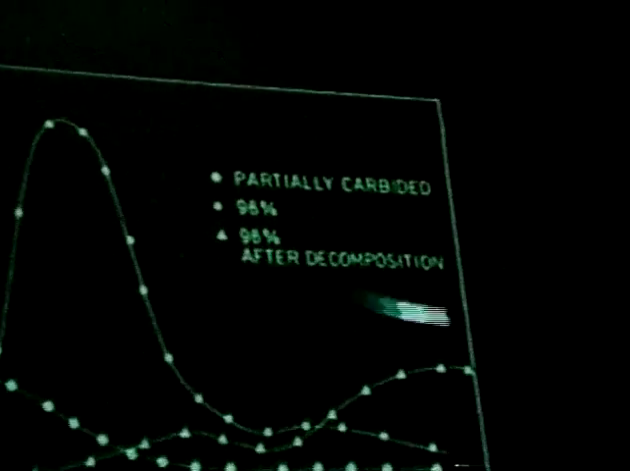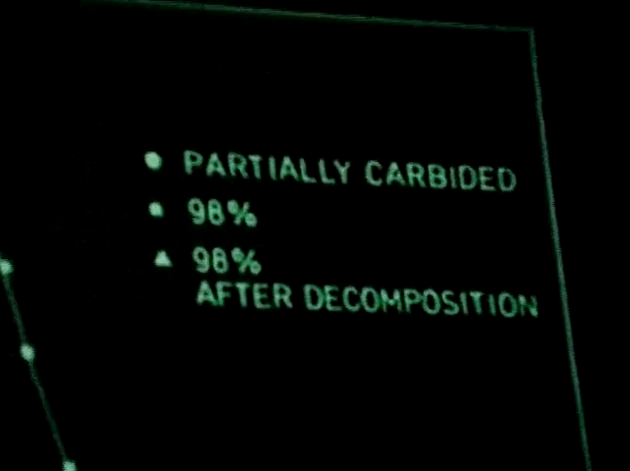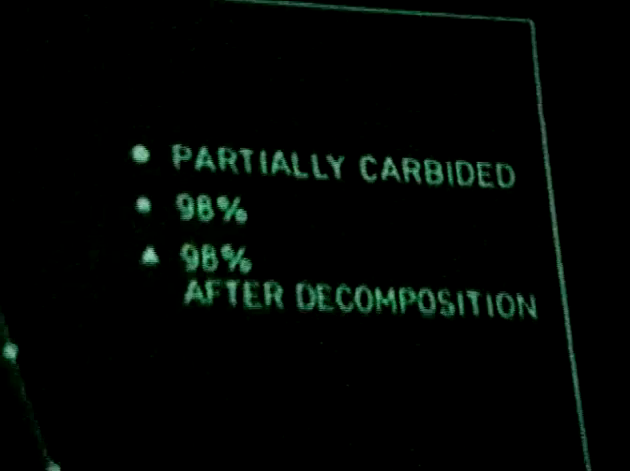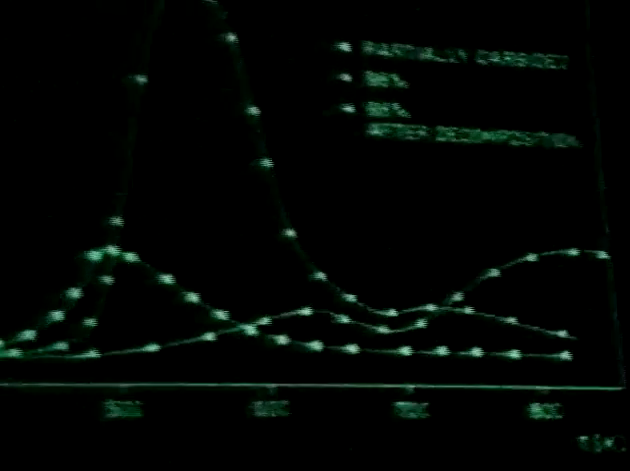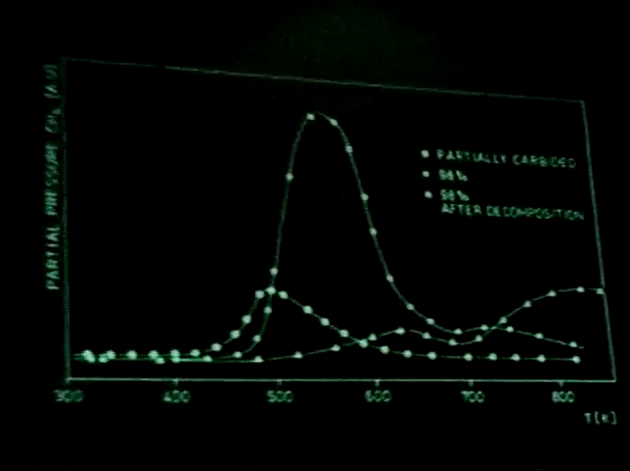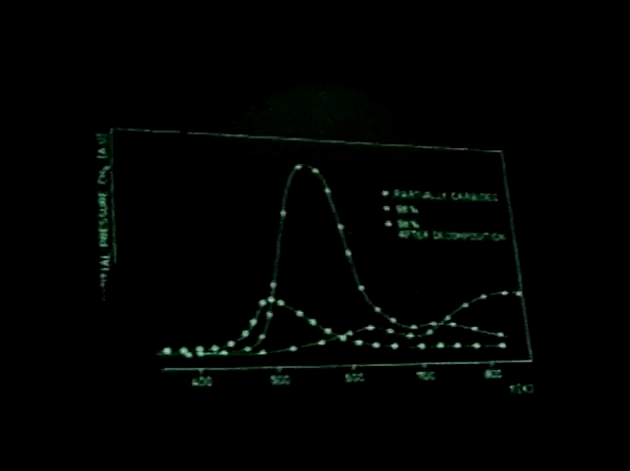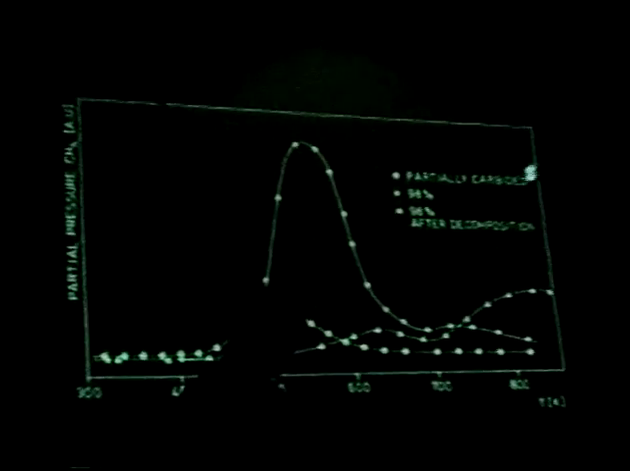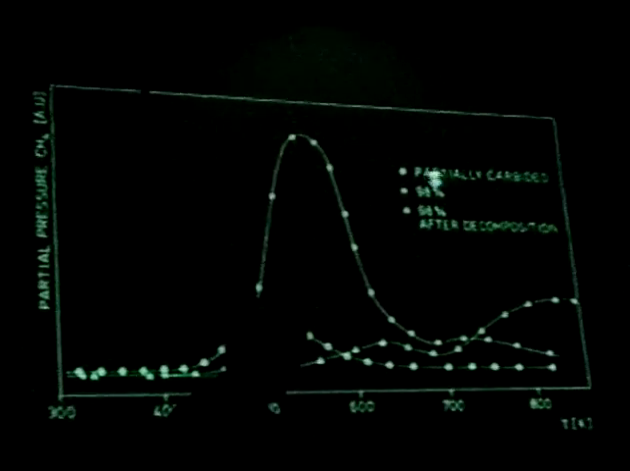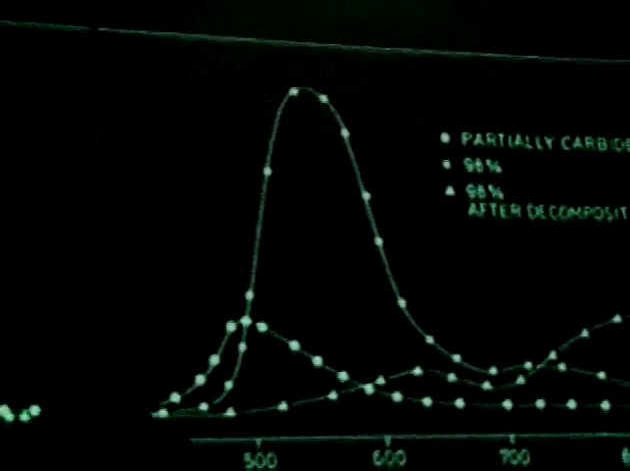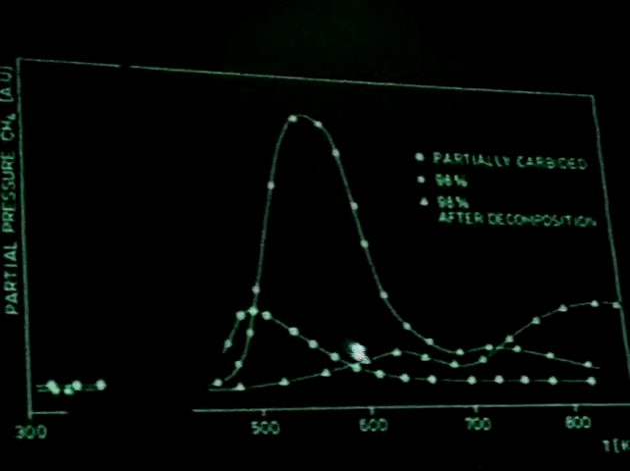Just to show that over here, I have some temperature programmed hydrogenation results. It's very difficult. Over here is the temperature. We are raising the temperature at 6 degrees K per minute. And over here is the amount of methane that is being formed. And if you have a very short reaction, you are getting this type of curve.